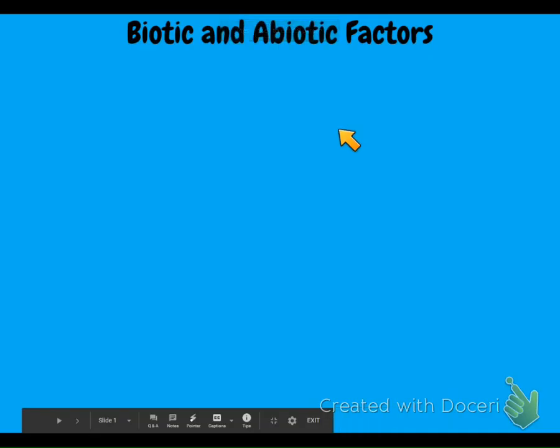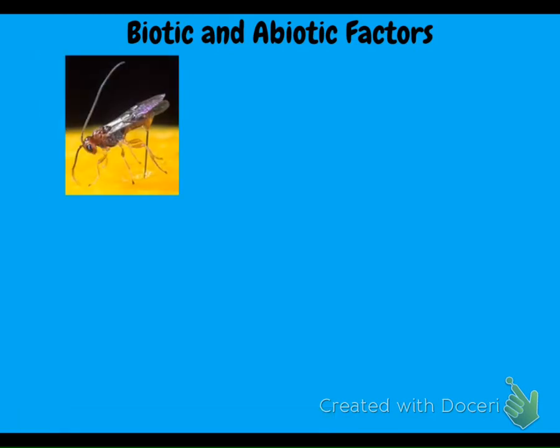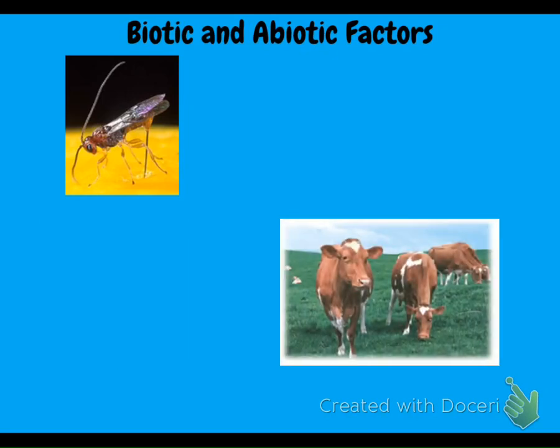What would you guys say this organism is? Is it biotic or abiotic? This is biotic because it's a living thing. It is biotic. Let's do this one. What is this? Biotic or abiotic? It's biotic. What about this stuff in the background? Is this biotic or abiotic? Abiotic because it's not living. What about this green stuff? Biotic because it is living. I can't tell if that's a rock or a cow, but if that's a rock, that's abiotic. If it's a cow, it's biotic.